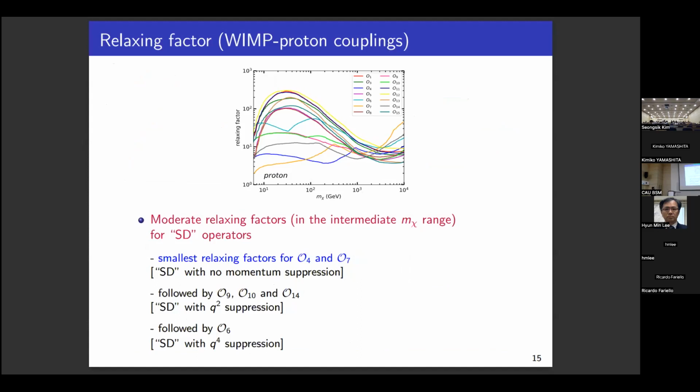The case of WIMP-proton coupling is somewhat more interesting. As you can see, apart from the general pattern that we already saw in the case of WIMP-neutron coupling, here there are some departures from the general pattern, which are mainly observed in the intermediate mass range for several operators which are spin dependent type. In fact, the smallest relaxing factors are obtained for operator O4, which is the standard spin dependent operator, and operator O7, which is spin dependent and also velocity dependent. Then followed by other spin dependent operators which have comparatively larger momentum suppression.